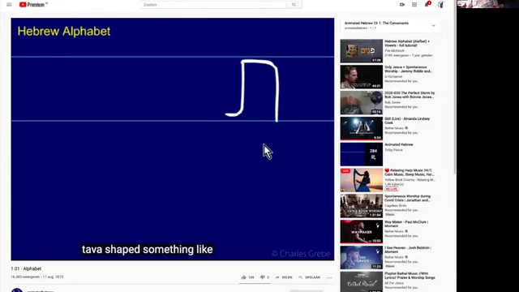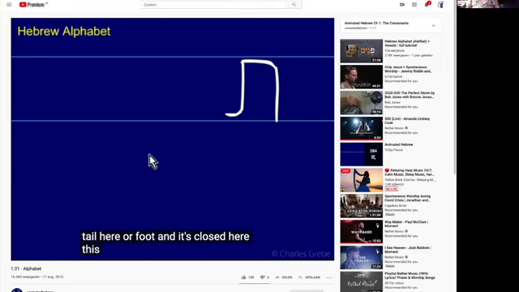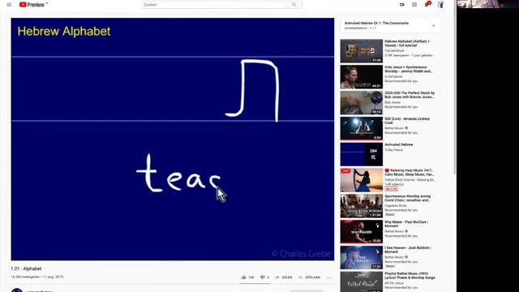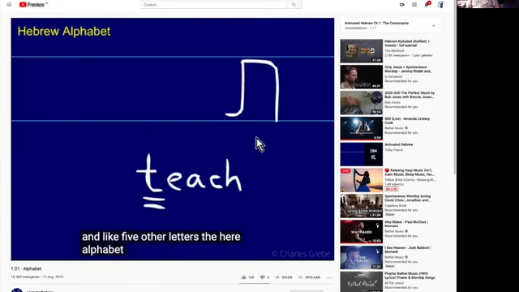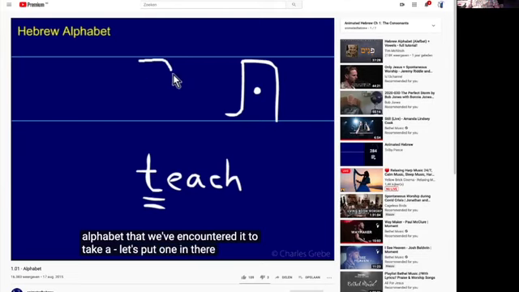Tav is shaped something like this, written something like this. It's got a little tail here, or a foot, and it's closed here. This is the T sound, as in teach. And like 5 other letters in the Hebrew alphabet that we've encountered, it too can take a dagesh. So let's put one in there.